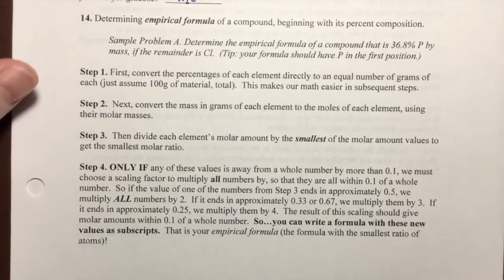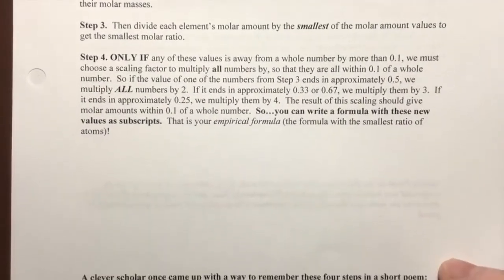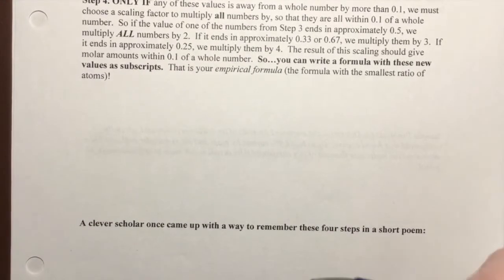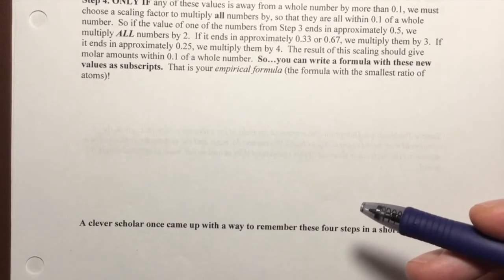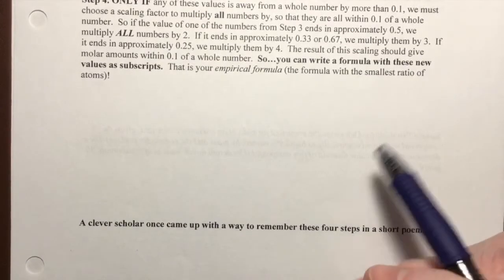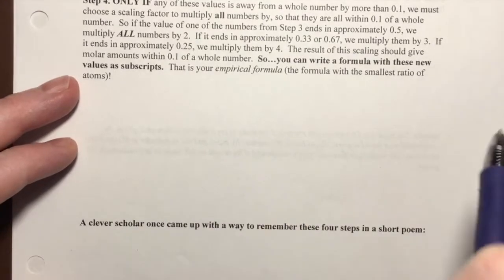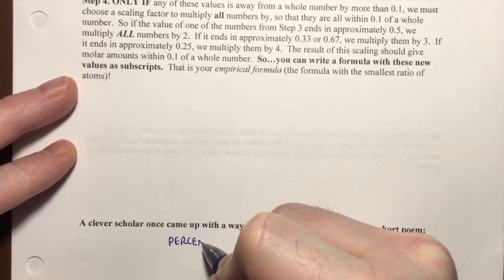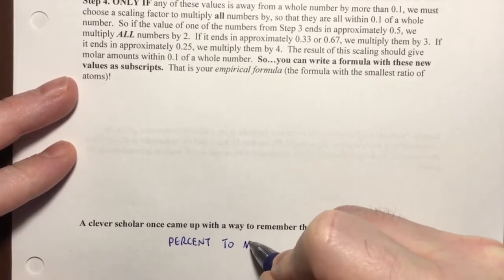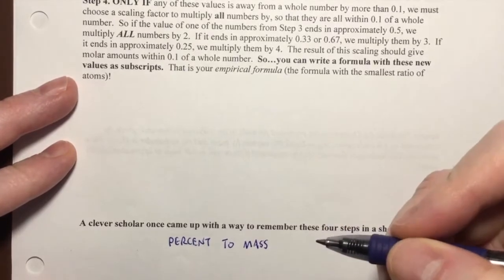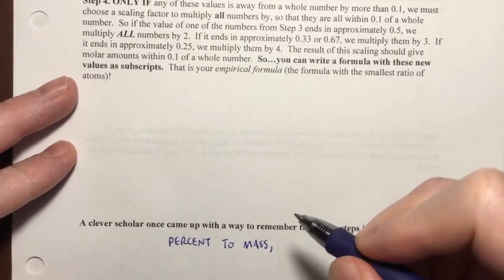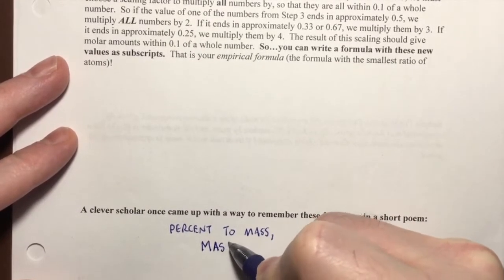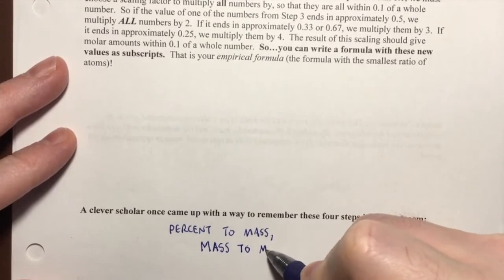Before we do these steps, I want to go down to the bottom of the page, because I want to teach you a little poem that will help you remember these steps. The math in each step is fairly simple, but this poem will help you remember what has to happen in each step. So the first step is percent to mass. And then mass to mole.